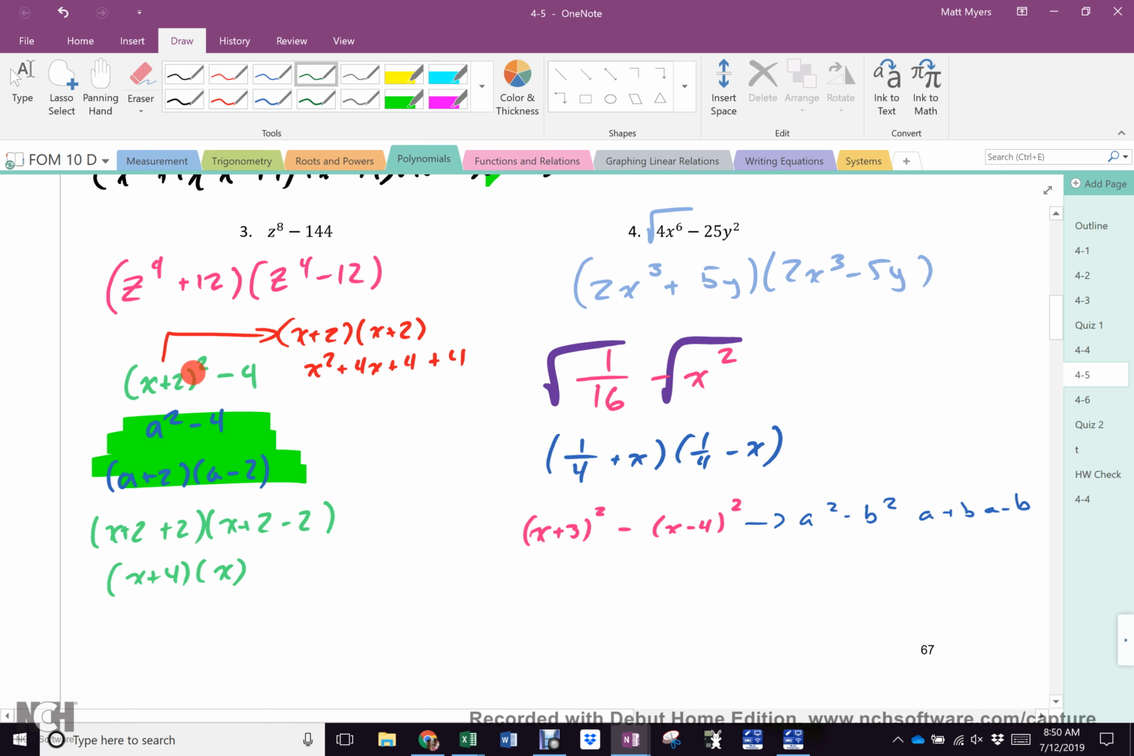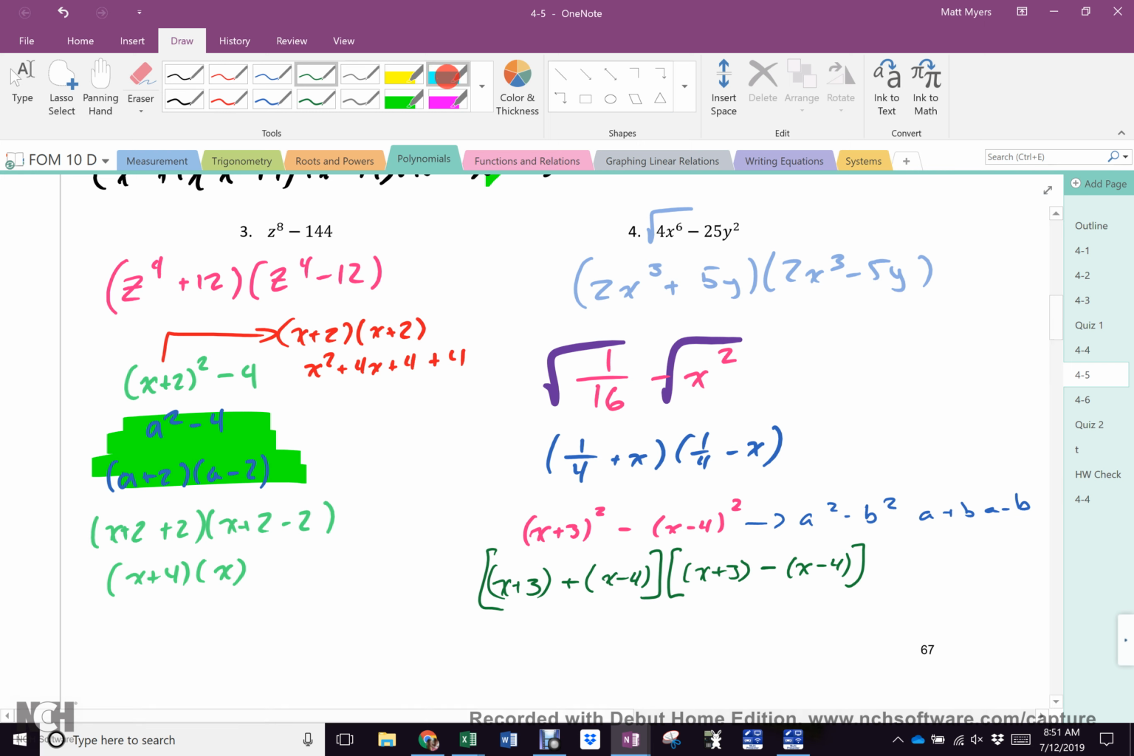The square root of x plus 2 squared was x plus 2. So what's the square root of x plus 3 squared? x plus 3. Plus, what's the square root of x minus 4 squared? x minus 4. That's the first half of it. Then what do we do? x plus 3 minus x minus 4, right?